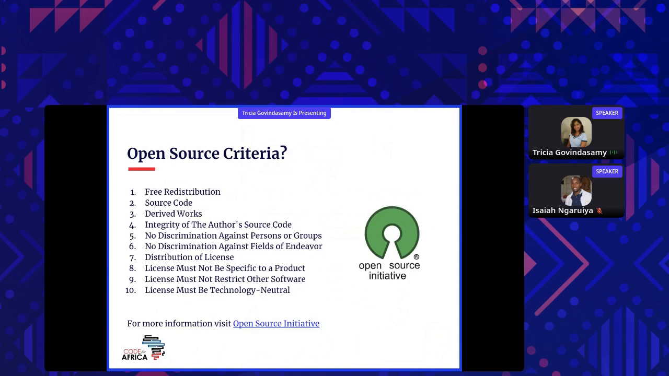So firstly, it needs to be free redistribution, like I said, not proprietary software. The source code needs to be made available, derived works. Number 4, integrity of author's source code, no discrimination against persons or groups, no discrimination against fields of endeavor, distribution of license. License must not be specific to a product. License must not restrict other software. License must be technology neutral. All right. So if you want more details, you can go to the Open Source Initiative.